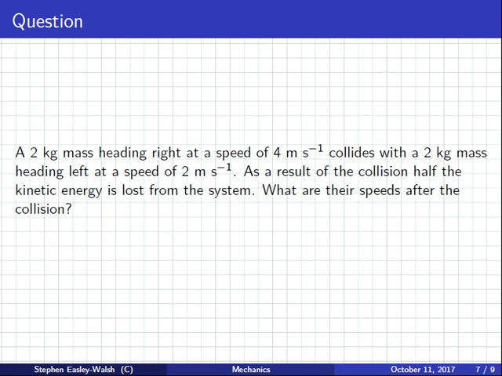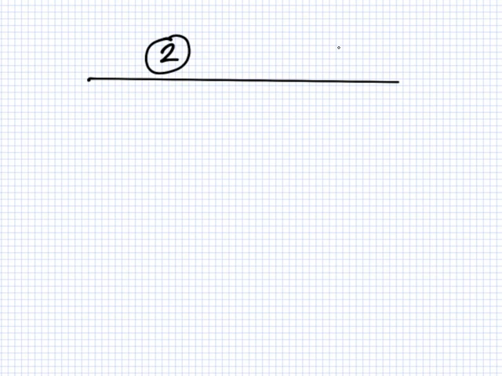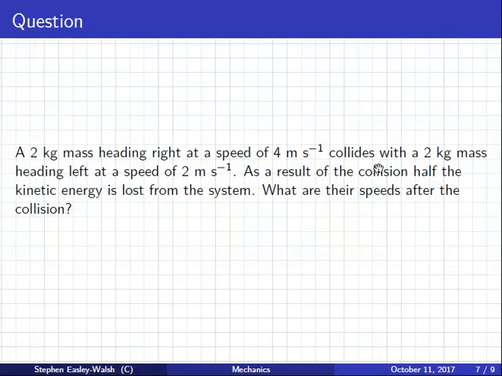I'm going to do this one because it's a bit tricky, but I'll just draw it first. So 2 kilogram heads right and a 2 kilogram heads left. This one's going at 4, this one's going at minus 4. Oh, they're not both 4. Sorry, the other one is a 2.